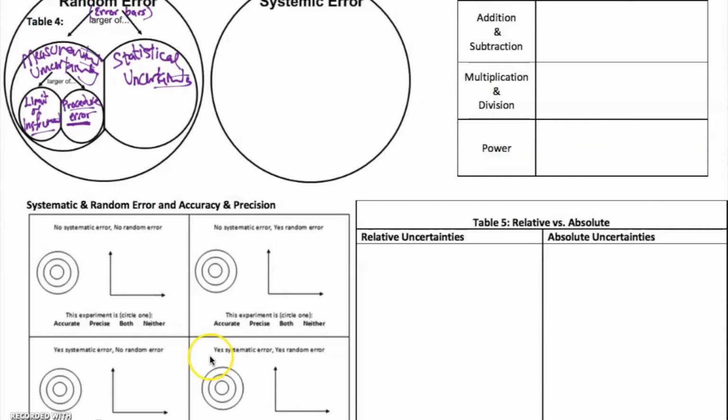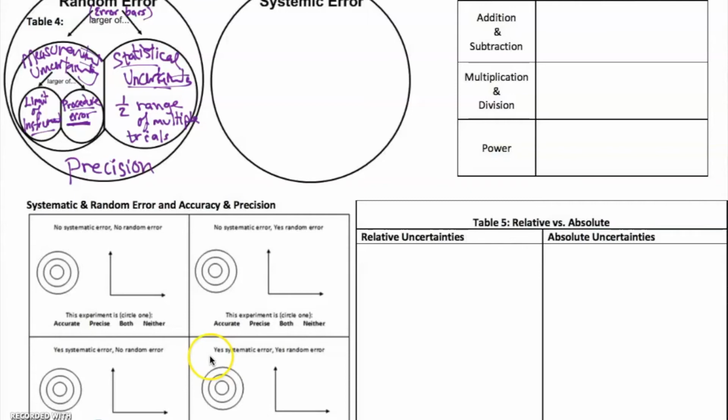And random error tells us about the precision of our measurements. How precise are they? Not how right or wrong are they, but how precise are they? Just for completeness, include that the statistical uncertainty is 1/2 the range of multiple trials. So you're only going to have statistical uncertainty when there are multiple trials. If there aren't multiple trials, there will not be any statistical uncertainty involved. Okay, so that's random error. It tells us about the precision of our experiment.